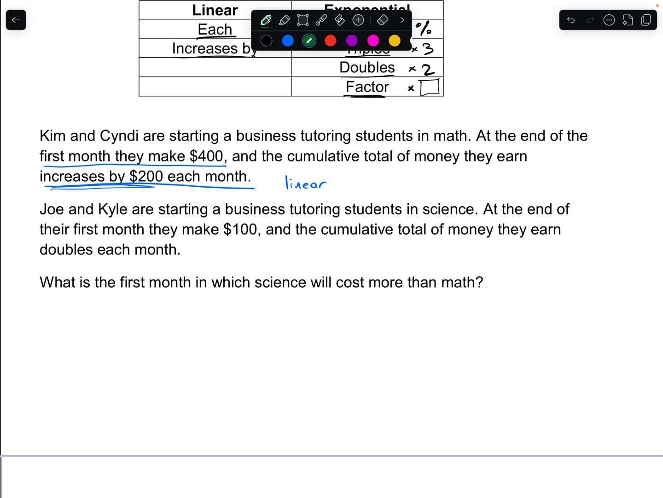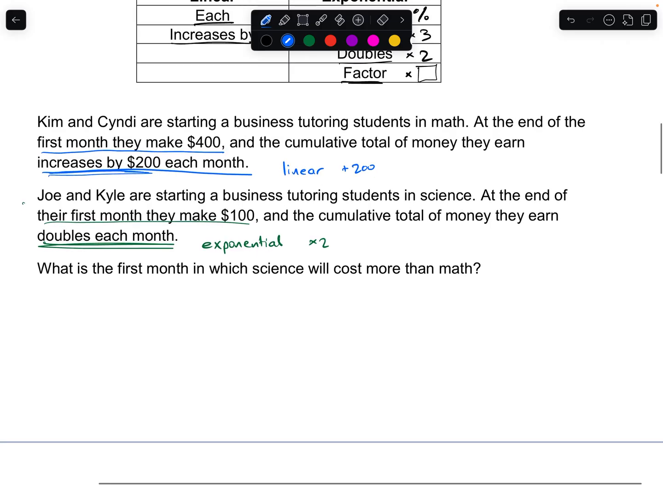We have another business here. Joe and Kyle are starting a business tutoring students in science. At the end of the first month, they make $100, and the cumulative total of money they earn doubles each month. So we should be thinking this is exponential. We're going to be multiplying by 2 to get from one term to the next. I probably should put plus 200 here. And then it asks us, what's the first month where science earns more than math?